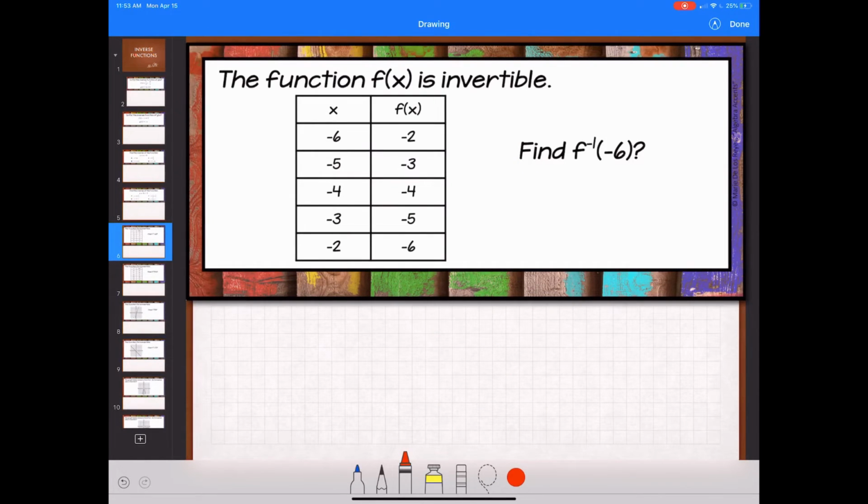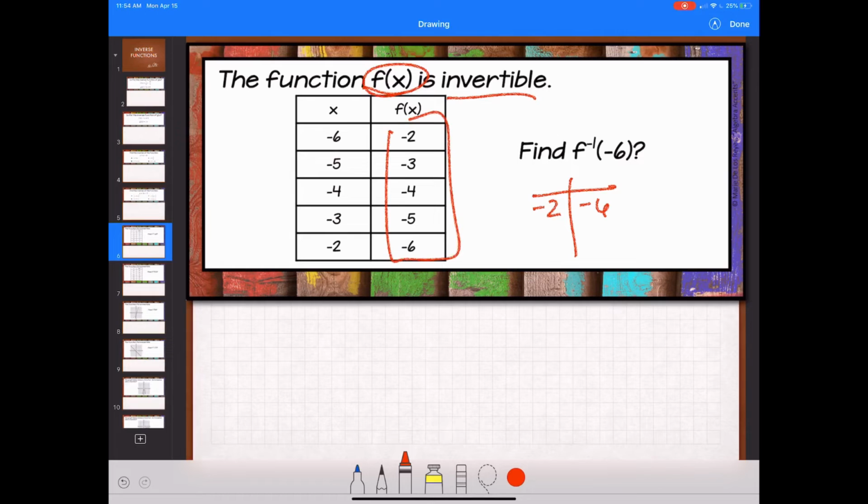Okay, so now let's look at inverses with a table. The function f of x is invertible. Invertible means has an inverse. So this right here is the f of x function. What I want is the inverse table. The inverse table will be the same table, but all the x and y's will switch.